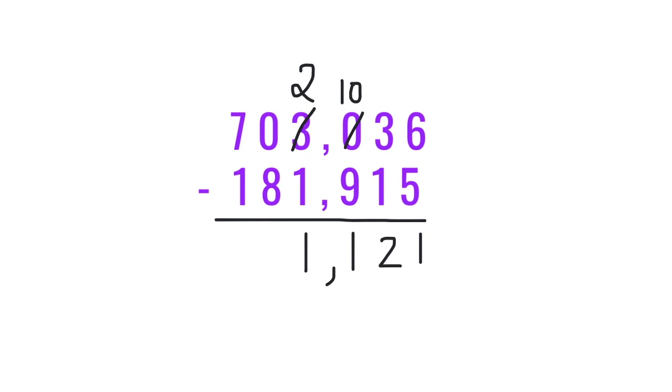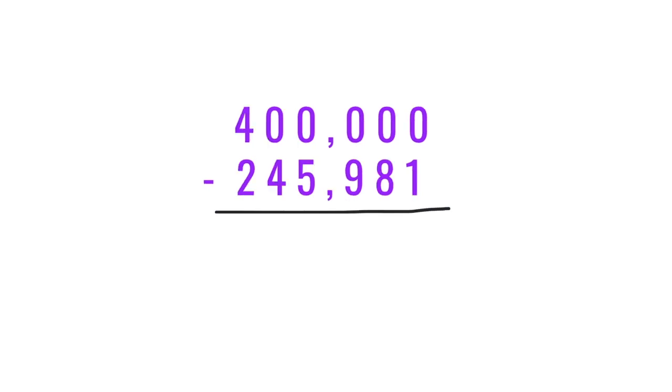We cannot take 8 away from 0, so we have to borrow from the 7 and make it a 6, so we can add 10 to our 0. So now we have 10 minus 8 is 2, and 6 minus 1 is 5. So our final answer, our difference, is 521,121. Now let's work with subtracting across zeros, where you have multiple zeros that you need to borrow.